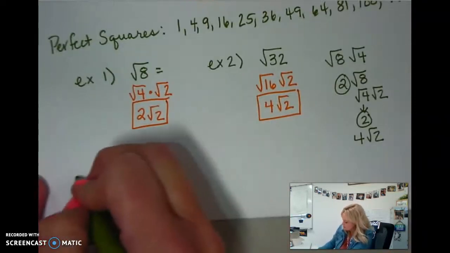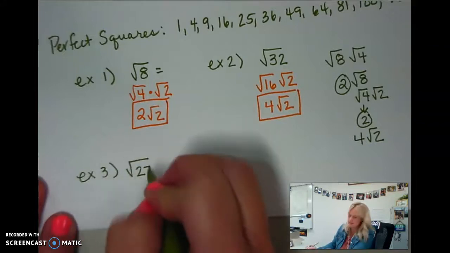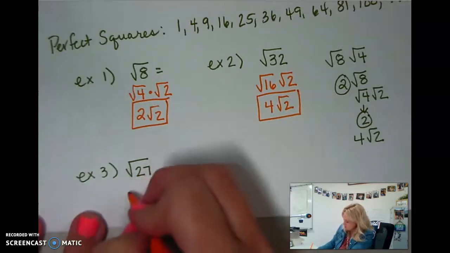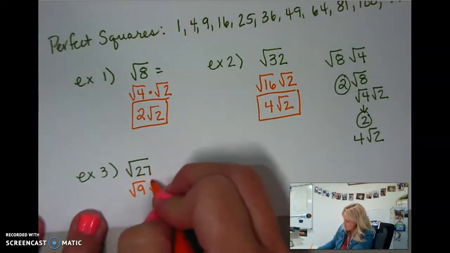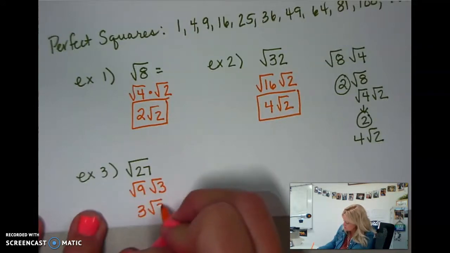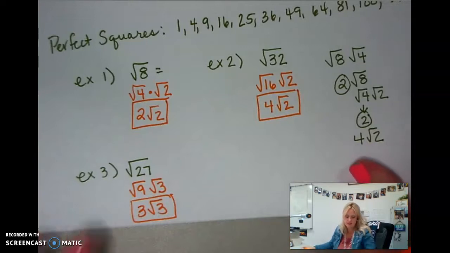On your own, real quick, try the square root of 27. 27 breaks down into the square root of 9 times the square root of 3. We know the square root of 9 is 3, and that is the simplified version. So we're going to need this now as we continue to work forward in our examples.